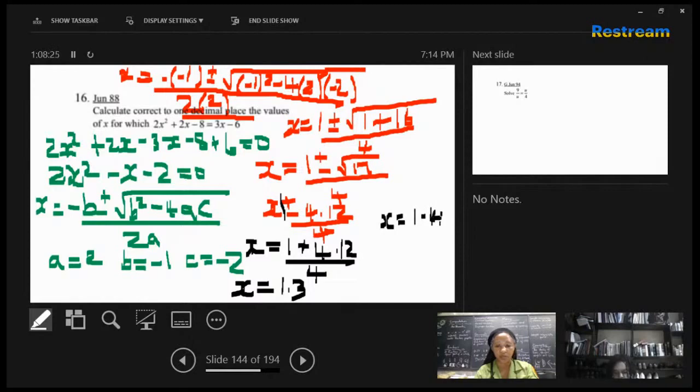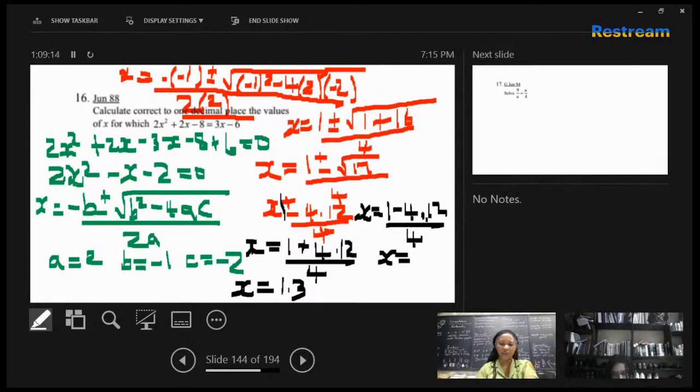And the other one is x equals 1 minus 4.12 over 4. 1 minus 4.12 is negative 3.12, and negative 3.12 divided by 4 is negative 0.78.